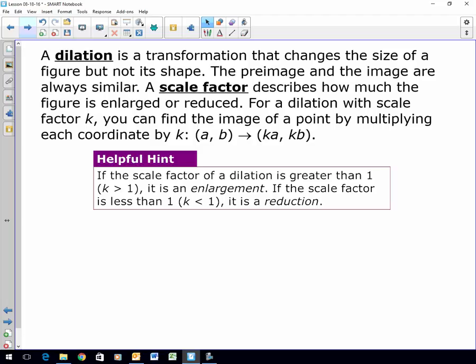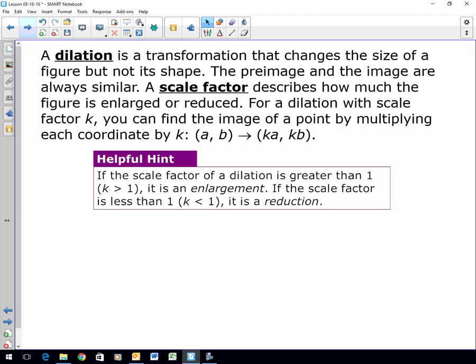Here's what today's work's going to focus on. You need to write this down. Okay? You need to write this down. A dilation is a transformation that changes the size of a figure but not its shape. The pre-image and the image are always similar. Scale factor describes how much the figure is enlarged or reduced. For a dilation with a scale factor k, you can find the image of a point by multiplying each coordinate by k, such that AB becomes kA kB.